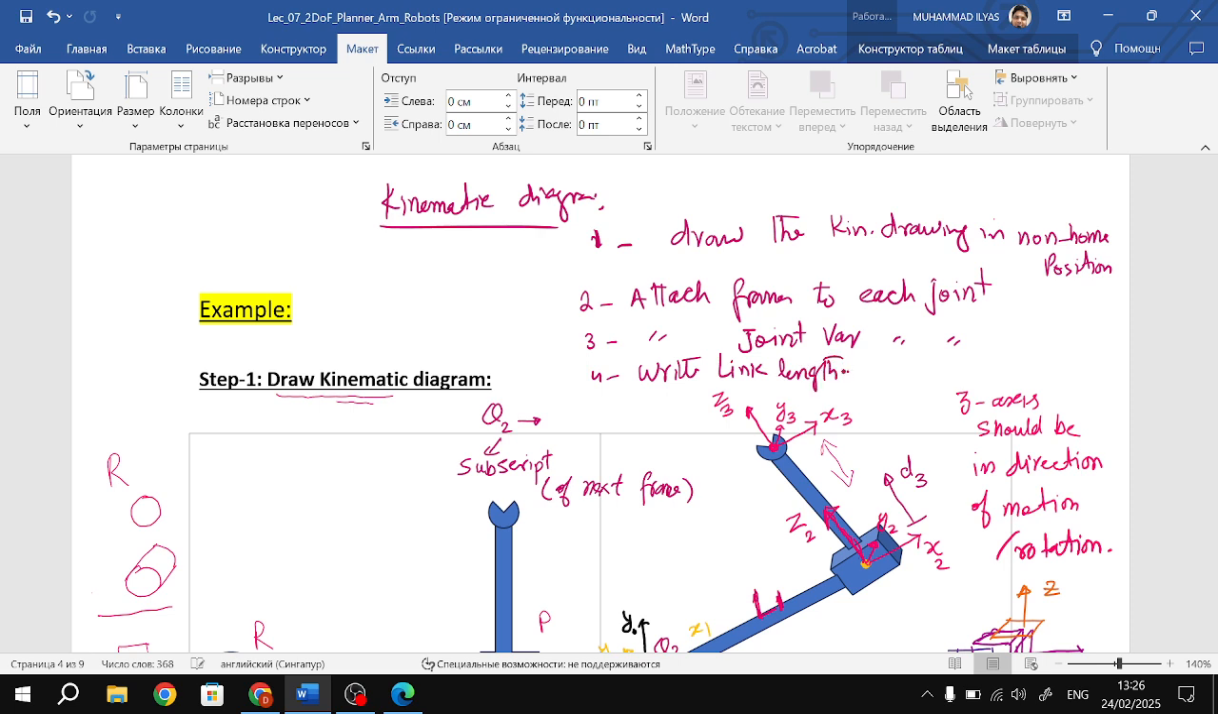So these 4 steps will complete your kinematic diagram. This is a very, very important step, because whenever you do anything with arm robots, your kinematic diagram should be correct. If your first step is wrong, the next steps will also be wrong. Your forward kinematic will be wrong, inverse kinematic will be wrong, if your kinematic diagram has errors. So these 4 steps are very, very important to analyze any robotic arm.